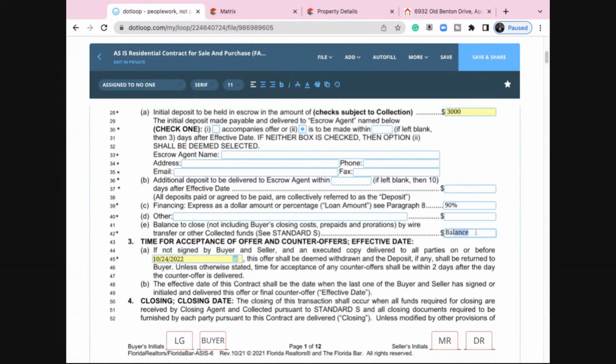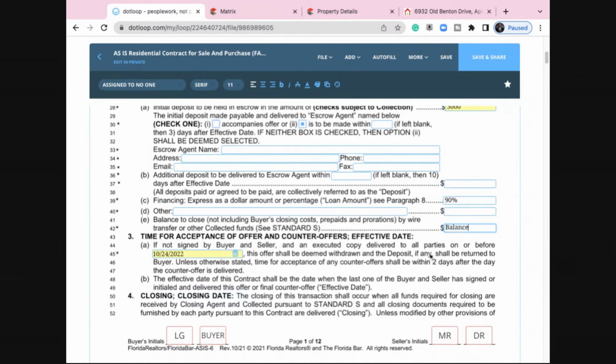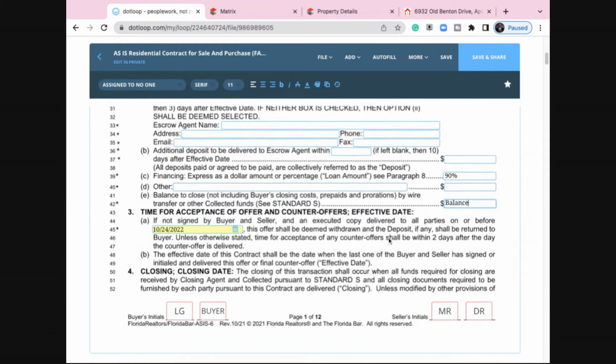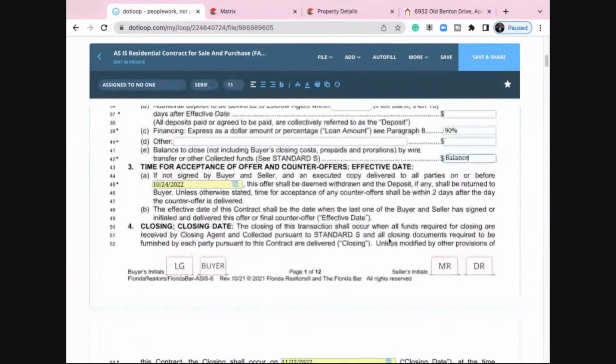Well, in every counter back and forth, you would have had to change this number here, because you're still going to finance 90% of that, but this bottom line number is going to change. So if you just put balance there, a lot of agents will accept that, and you don't have to change this number every time you submit a counter, or the counter is accepted.